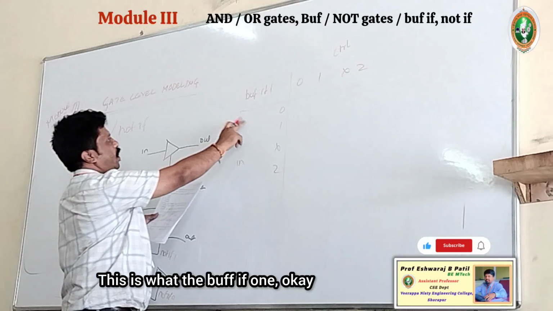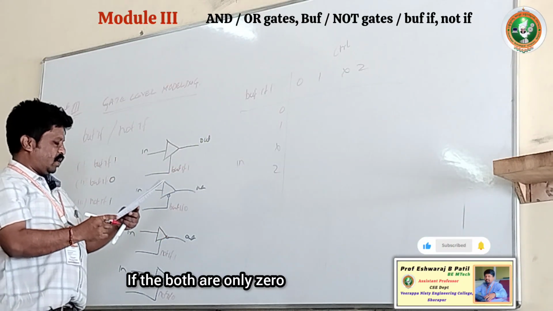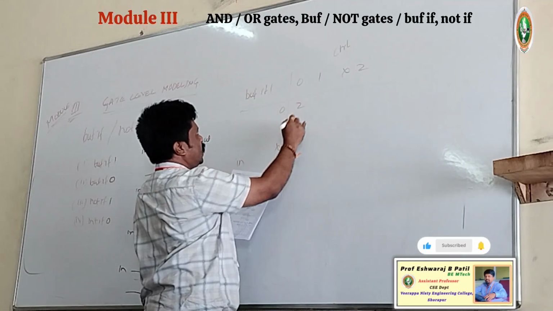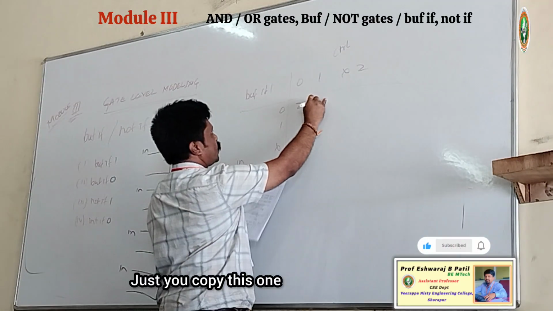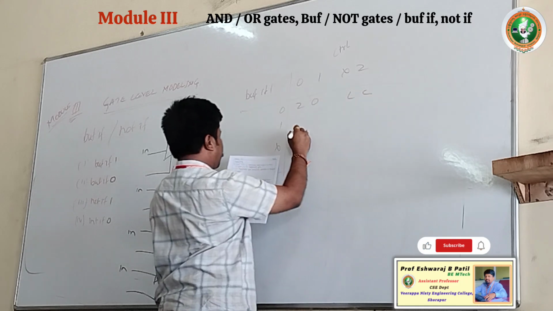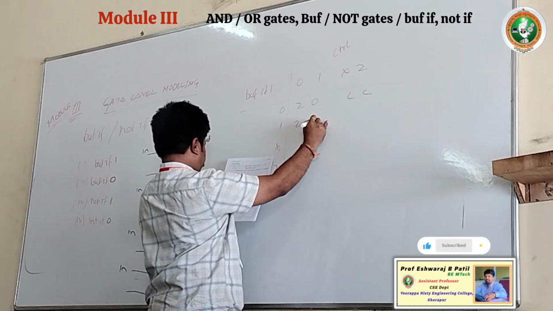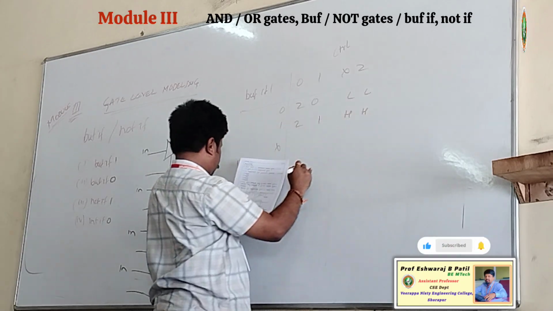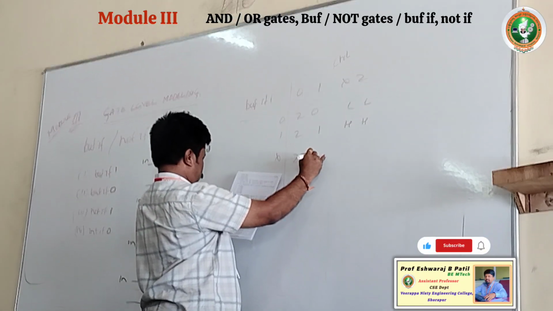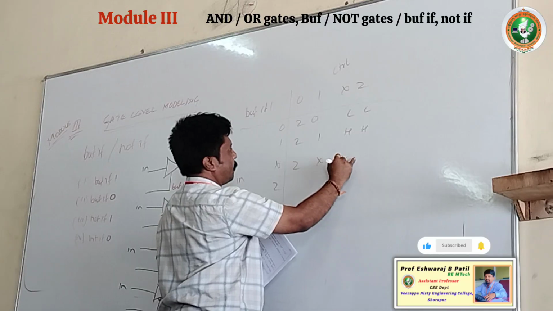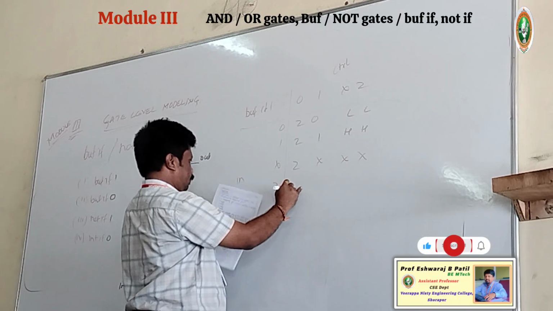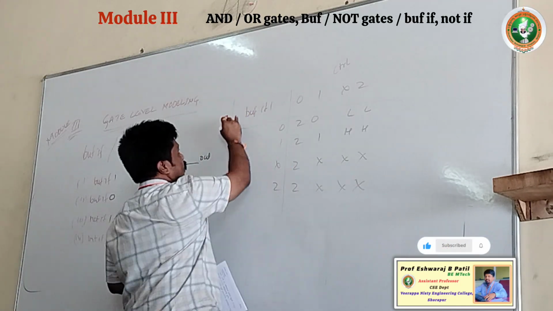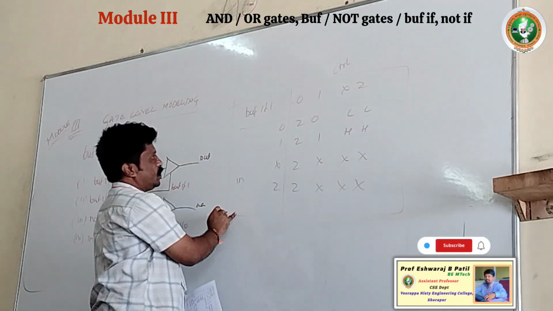This is the bufif1. If the control is 0, then the output combination here is z. Just to copy this one, I will explain it.